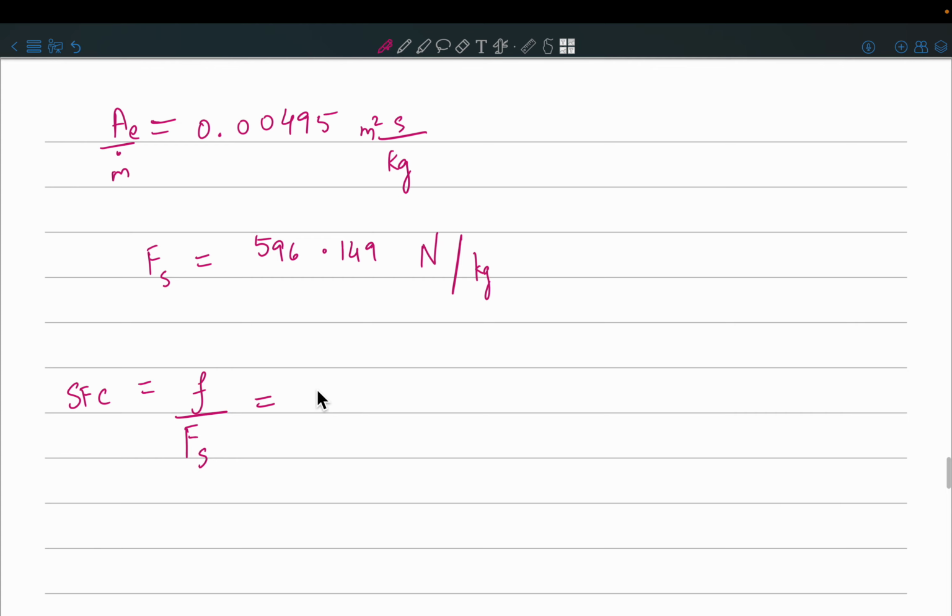So right now, since the value is given and you have already found the specific thrust value, you can just get the answer of specific fuel consumption as 0.1171.